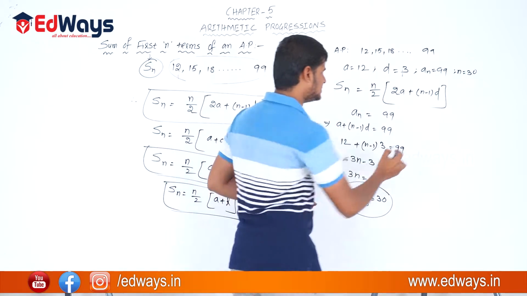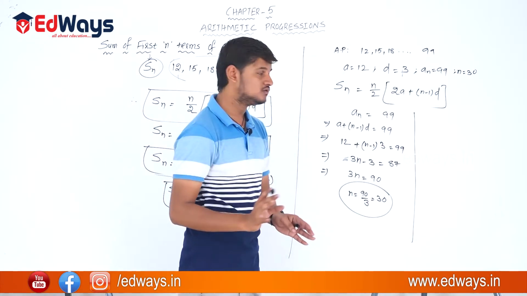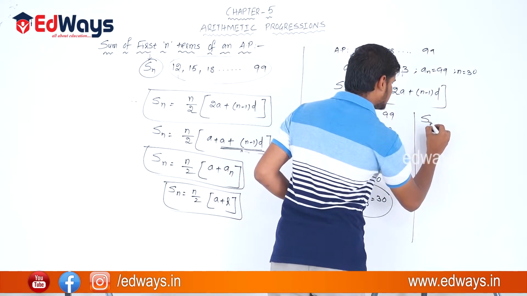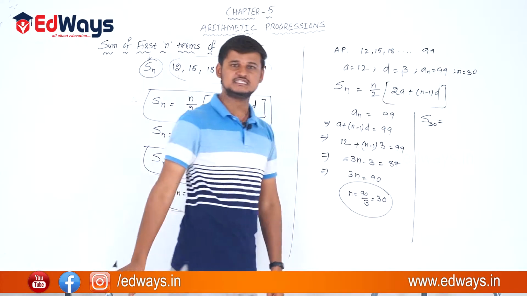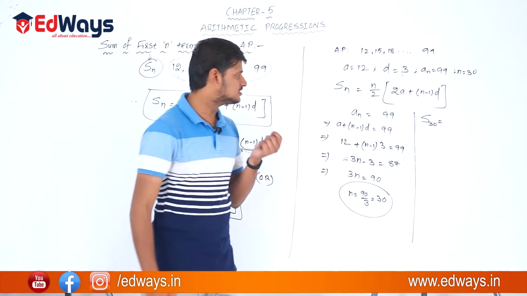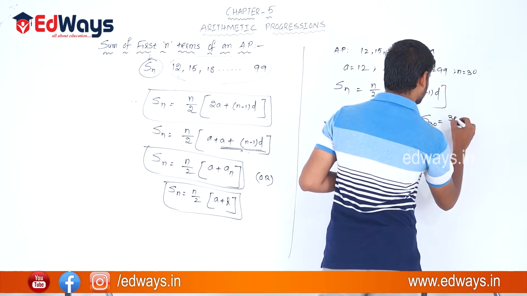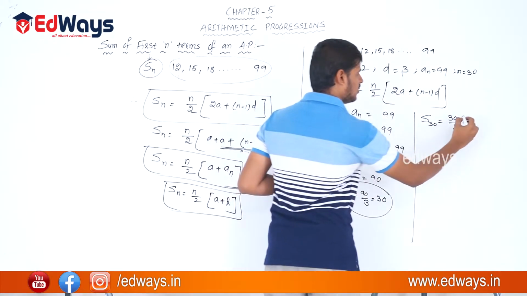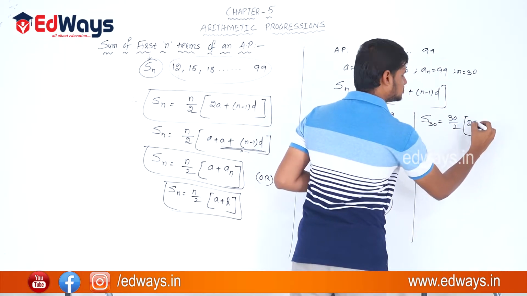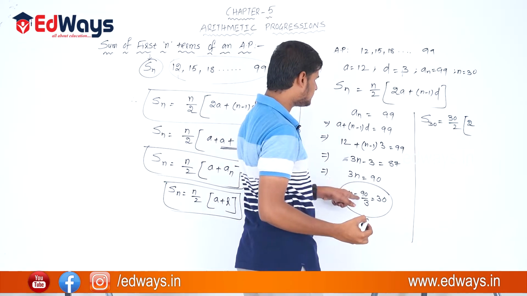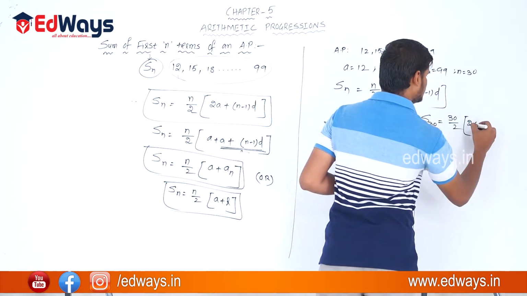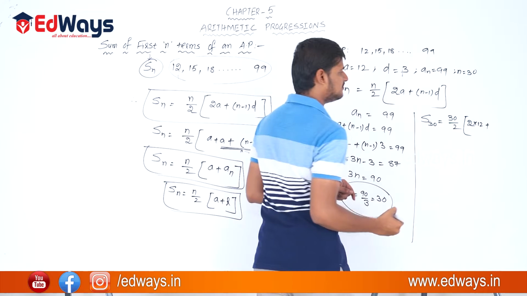So now can I substitute in this formula? What do I have to find now? The sum of the first 30 terms of the AP. Sn is nothing but the sum of the first n terms. N terms is nothing but 30 terms of this AP. So n by 2, 30 by 2 of 2a. What is 2 into a? A is nothing but 12. 2 into 12 plus n minus 1 into d.